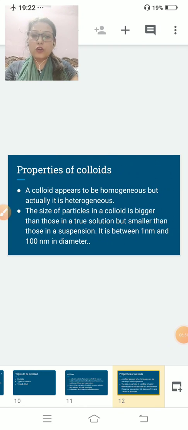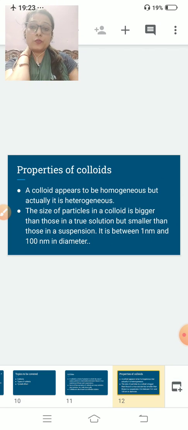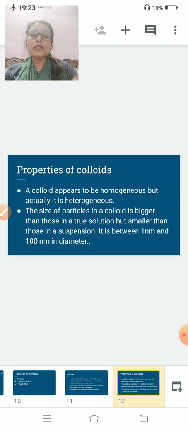Now, properties of colloids. Colloids appear to be homogeneous. It looks so homogeneous. In blood you can see the particle clumps. It looks homogeneous, but actually it is heterogeneous. The size of particles in a colloid is bigger than those in a true solution. I told you that the size of particles of a colloid is bigger than the true solution but smaller than the suspension. Hence, what will be the size then?